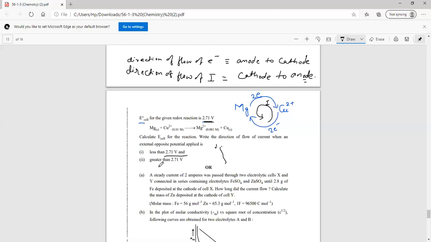But if the potential is increased more than 2.71 volt, then actually it is recharging mode. In that case, electrons will start flowing back from copper to magnesium 2 plus. This is the recharging phenomenon, in which again the cathode and anode will be restored. And in this case, the flow of current will be from anode to cathode.